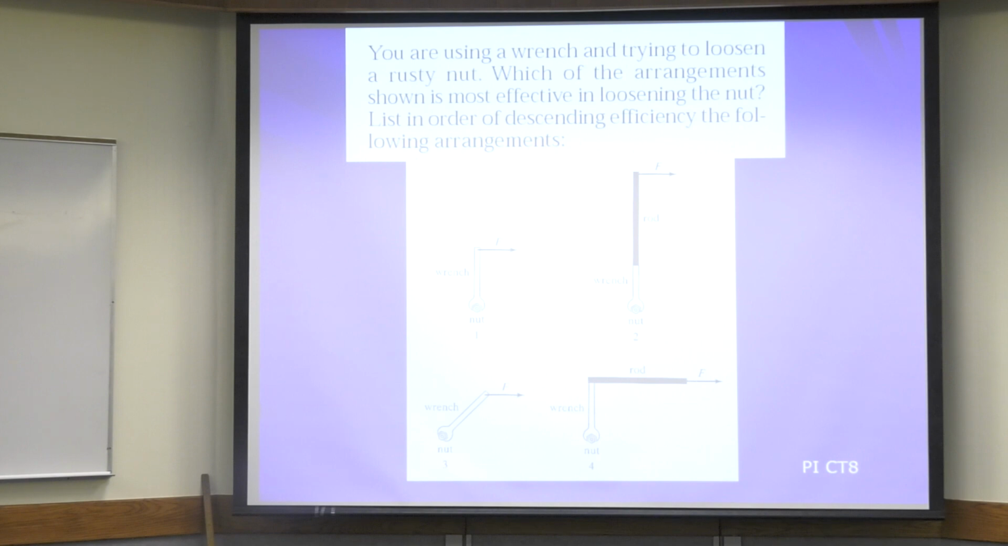All right, this is a really good one. You are using a wrench and trying to loosen a rusty nut. Which of the arrangements shown is most effective in loosening the nut? List in order of descending efficiency the following arrangements. So you want the best first and the worst last. Pause your video and figure it out.